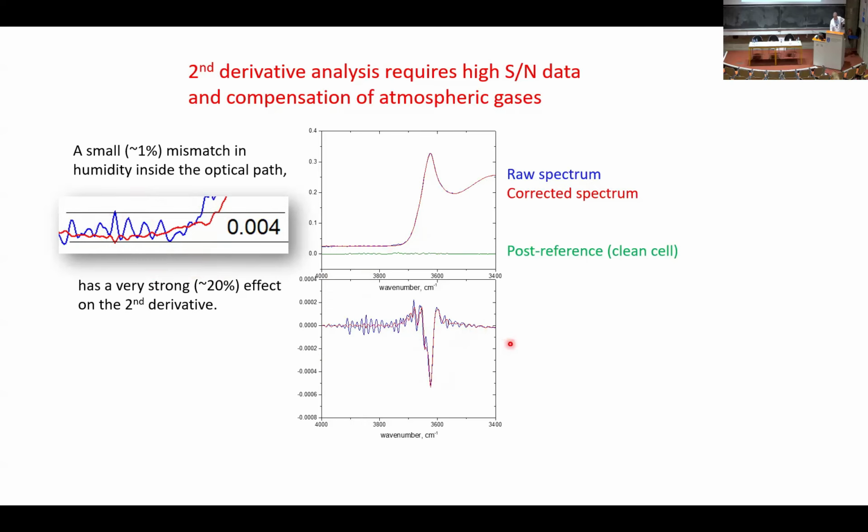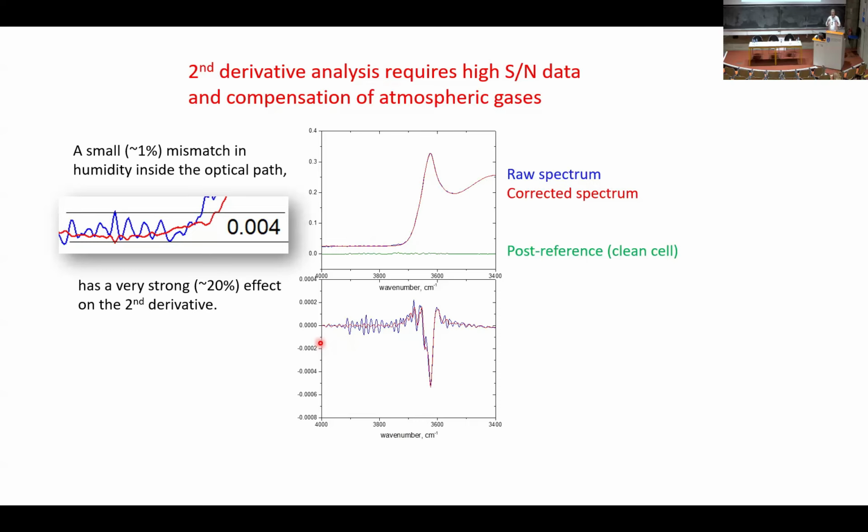It would become like the red. That is, you have a situation where it's here, it's 0.1%, or less than 1% or whatever. No, it's less than 1% of the total amplitude. That's the amplitude of the water spectrum. And in the lower graph, it accounts for 25% of the amplitude of the signal. It has a tremendous effect in the second derivative.